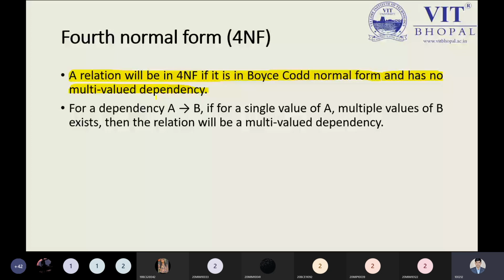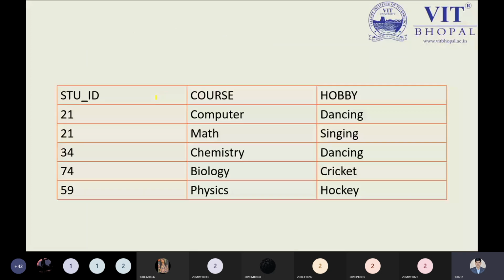So let us understand the fourth normal form by an example. This is an example I am taking over here, a relation, and in this relation you can observe the attributes we have: student ID, the course, and the hobbies of the student. So this is another relation, known as the student relation, where we have all this information.